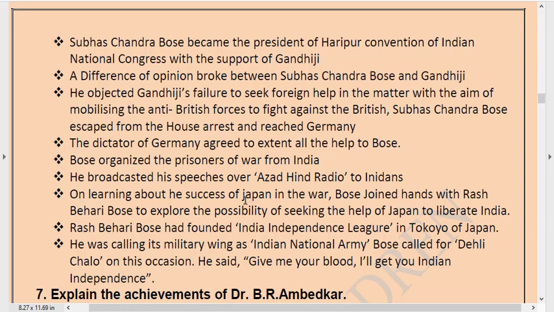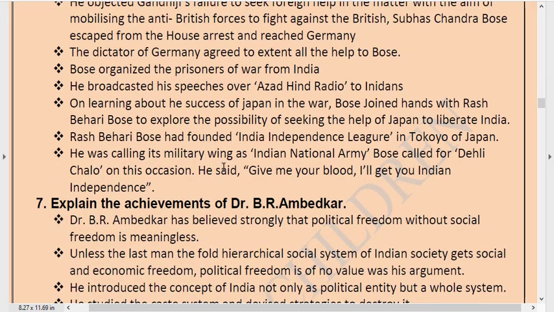On hearing about the success of Japan in the war, Bose joined hands with Rash Behari Bose to explore the possibility of seeking the help of Japan to liberate India. Rash Behari Bose had founded the Indian Independence League in Tokyo, Japan. He was calling its military wing the Indian National Army. Bose called for Delhi Chalo on this occasion. He said, "Give me your blood, I will get you Indian independence."